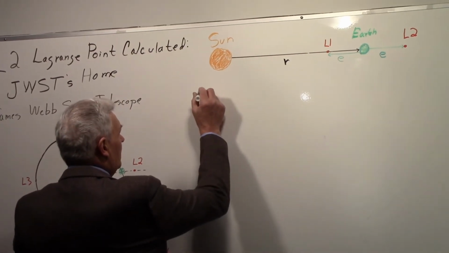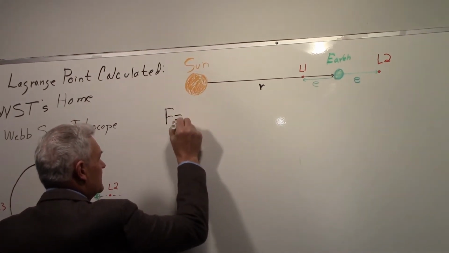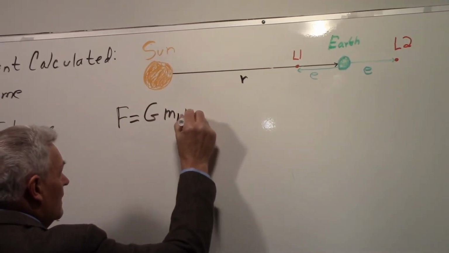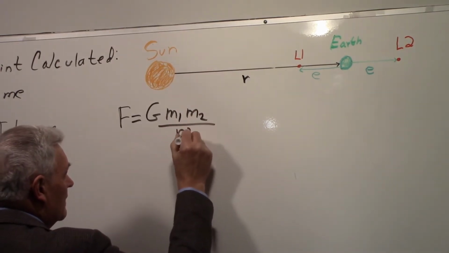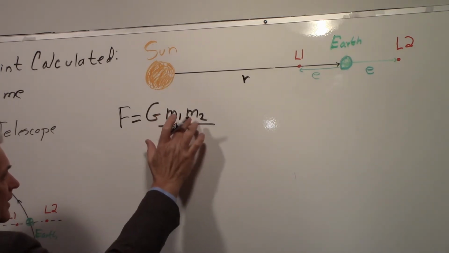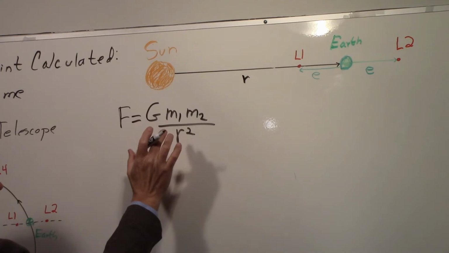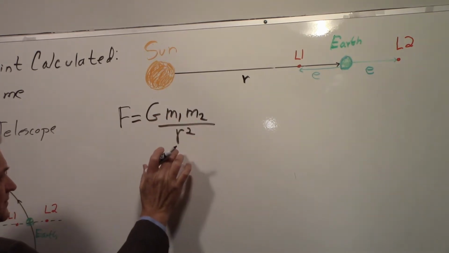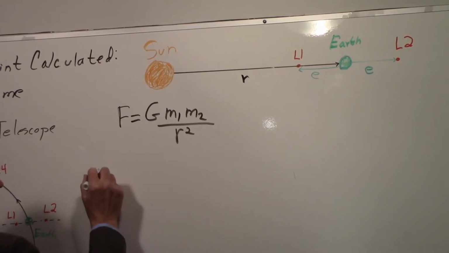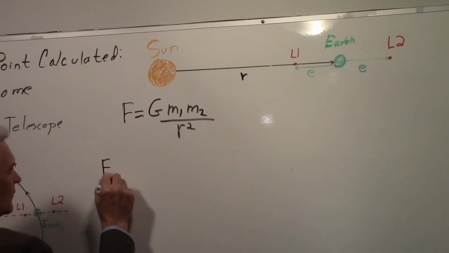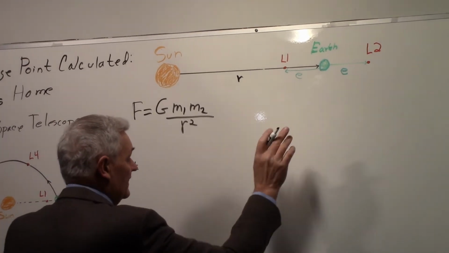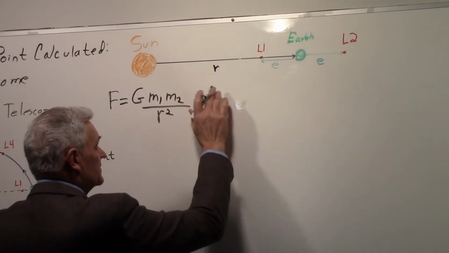So what we'll start out with is Newton's universal law of gravitation, which says that the force between two mass bodies, M1 and M2, is equal to the gravitational constant times the product of those two masses divided by the distance squared. So in our case here, what we want to first do is find out what the force is on the satellite sitting out at the L2 point. So this is a side view now.